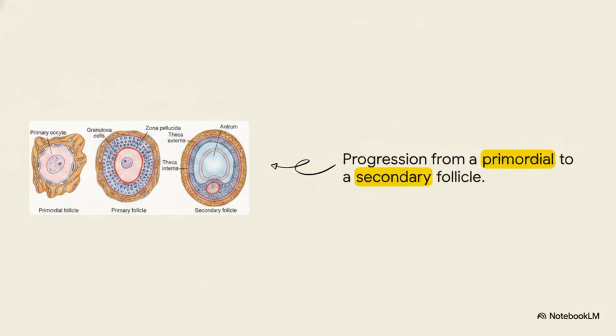So once FSH is on the scene, a whole group of these primordial follicles starts to mature. You can see the changes right here. The main oocyte gets bigger, and it gets surrounded by more and more of these granulosa cells. Then you get these layers called the theca interna and externa. And finally, see that fluid-filled space? That's the antrum, and its appearance means we've officially got a secondary follicle.